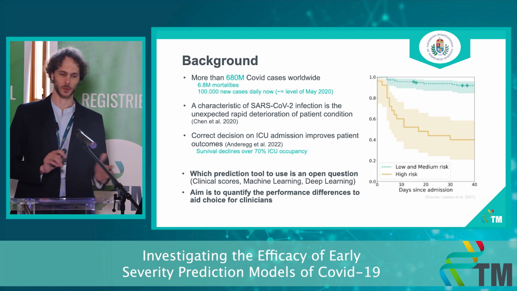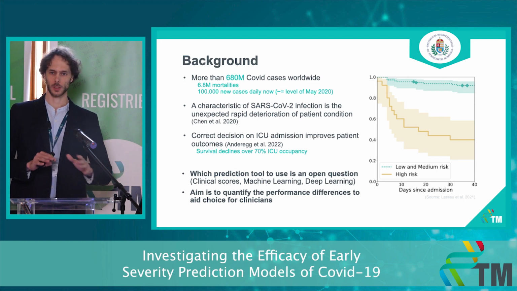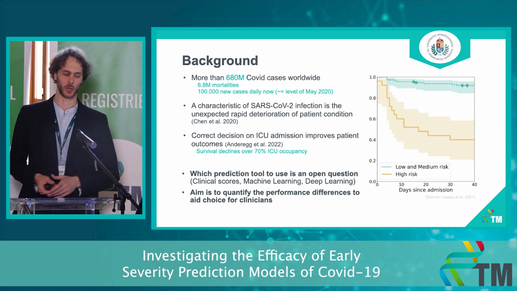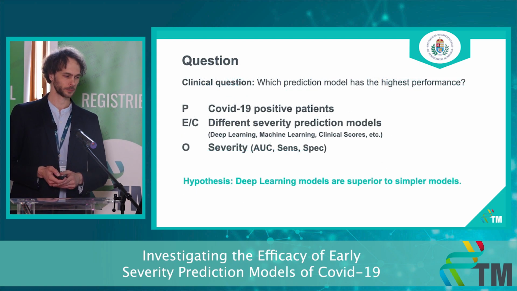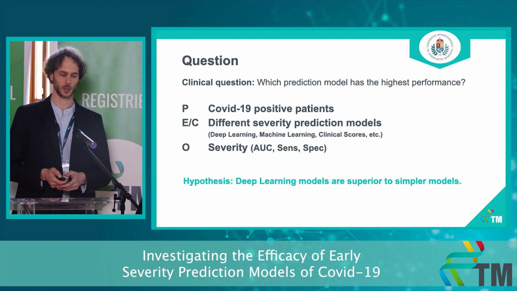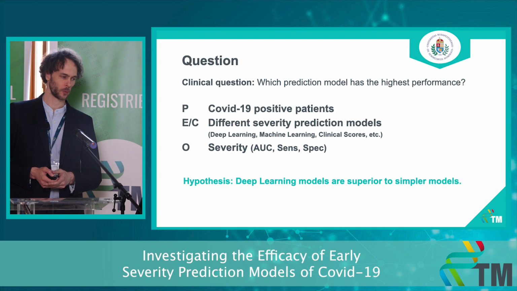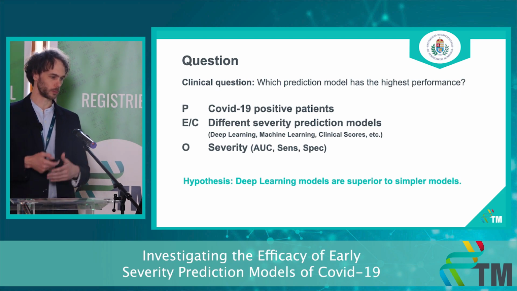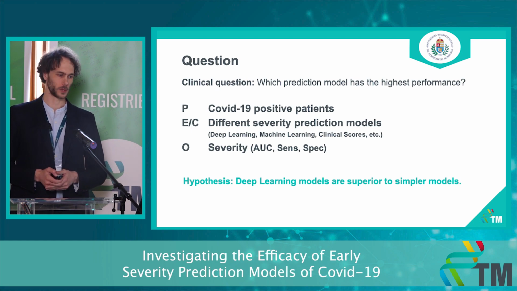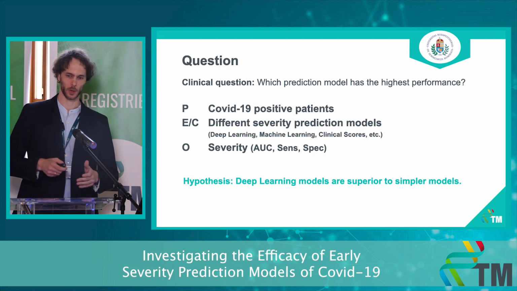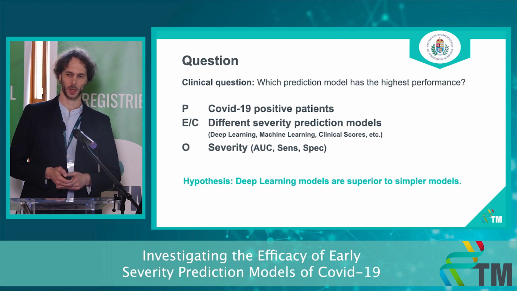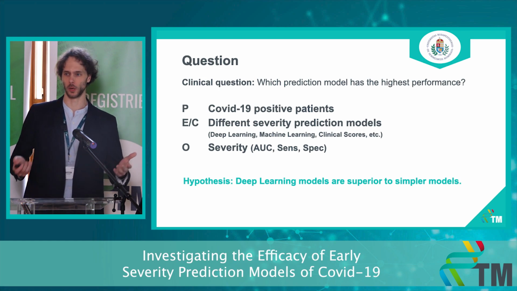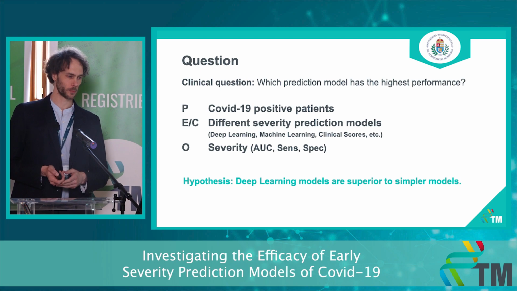these can be categorized into some major categories: basic clinical scores, some kind of machine learning tool, or deep learning models. My aim is to quantify the performance differences of these different tools. So the question is, which prediction model should the clinician use, which has the highest performance? In the PICO framework, the population is COVID-19 PCR positive patients. We are comparing different prediction tools, and we are assessing their performance based on area under curve, sensitivity, and specificity. And our initial hypothesis was that deep learning models are superior to other available tools.